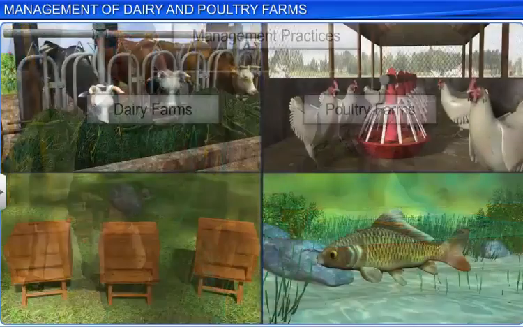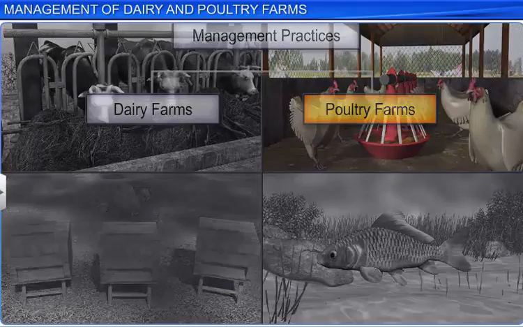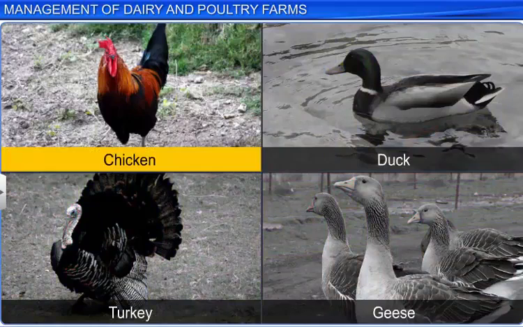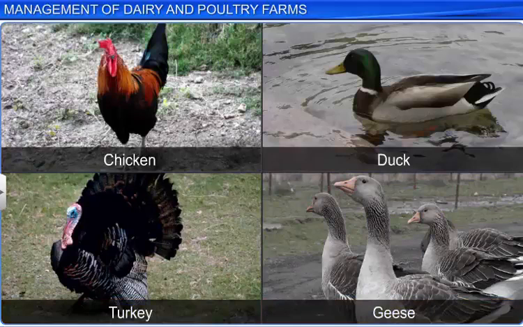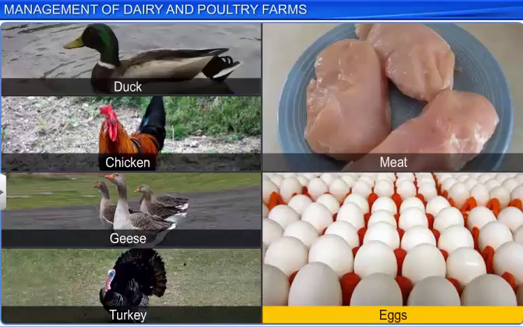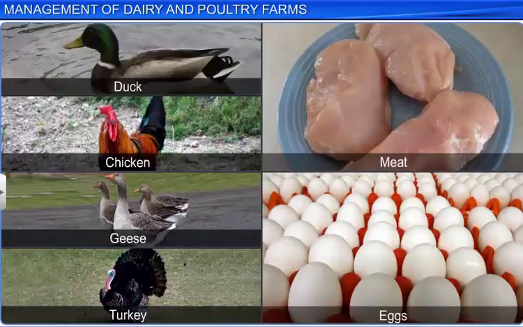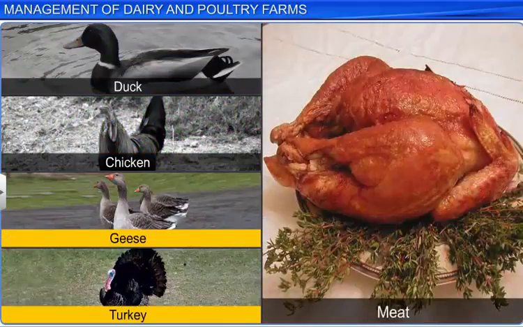Just as dairy farms are used to rear milk-yielding animals, poultry farms are managed to raise domestic fowls or birds, such as chicken, duck, turkey, and geese. These birds are reared for their meat and eggs. In fact, poultry refers to the meat of these birds and is sometimes used to denote the meat of all kinds of birds.